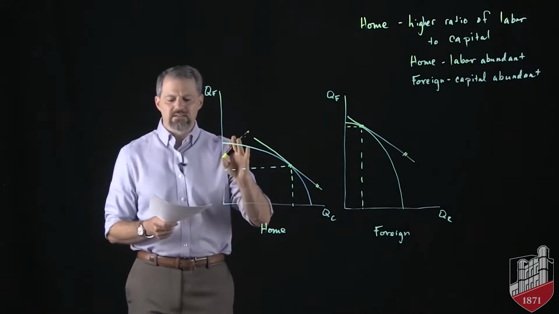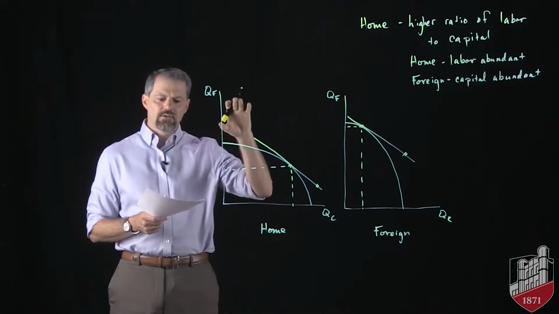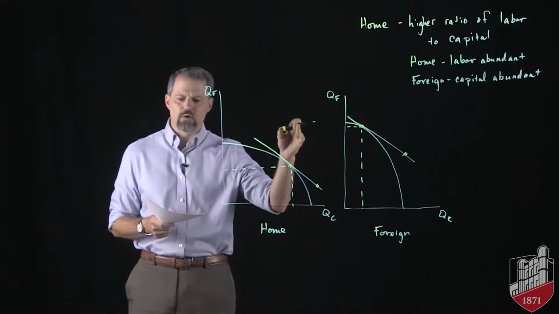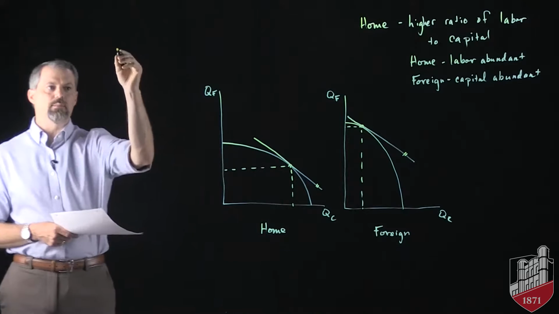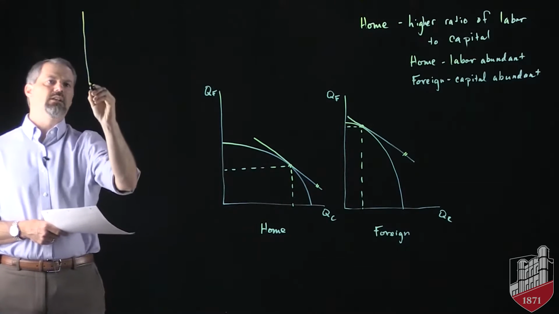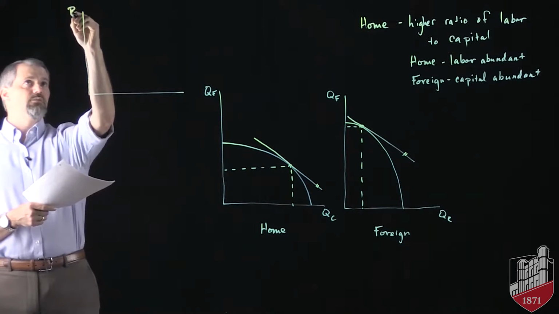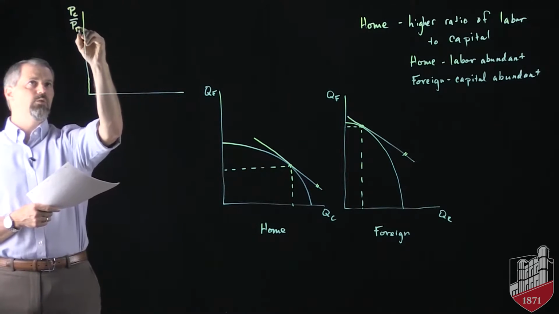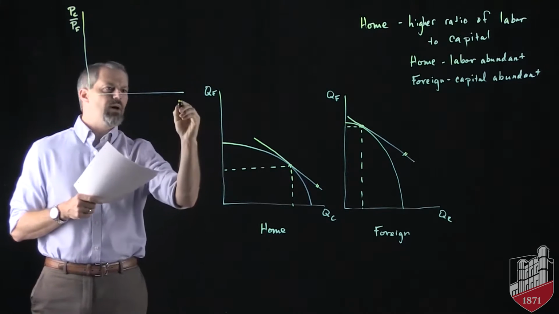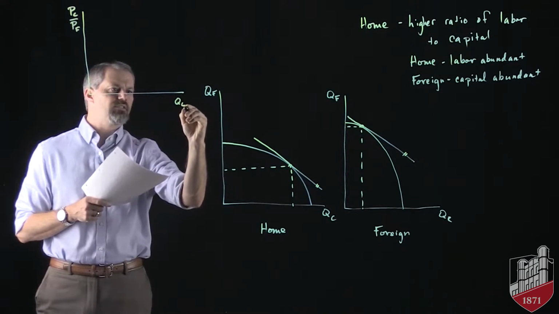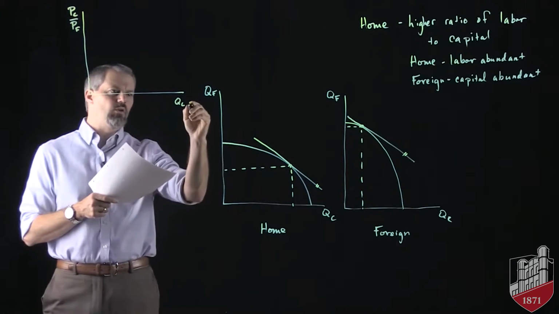Here's what that means. This means that home's relative supply curve for cloth lies to the right of foreign's. So if we take the implication of that, let's draw a picture here that shows the relative supply curves. Up here we've got the relative price. We've seen this before. And we've got the relative quantity. Let's be specific about what that quantity is. That's the relative quantity, total quantity of cloth produced in the world.